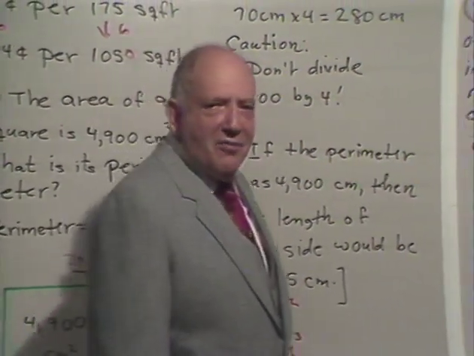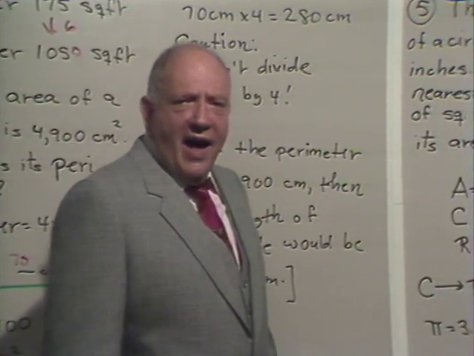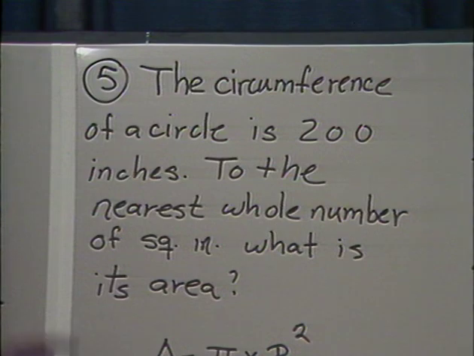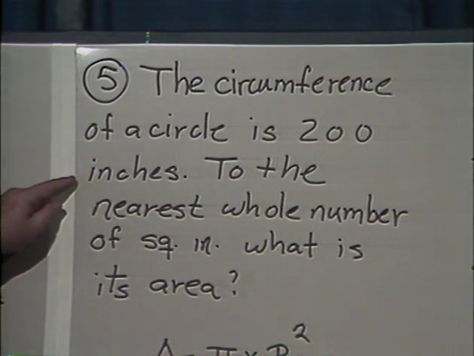Let's go on to the next problem where we again have to think of 2 problems at the same time. Problem number 5 says the circumference of a circle is 200 inches.